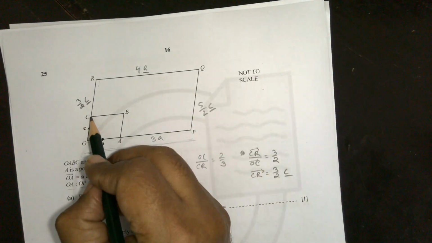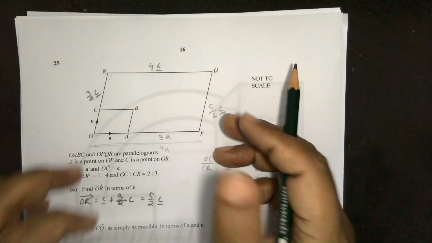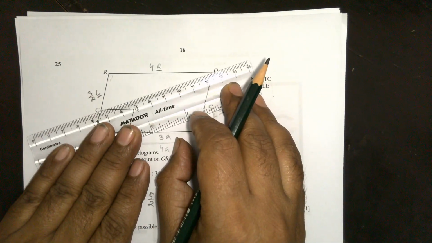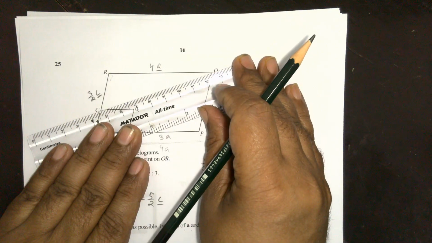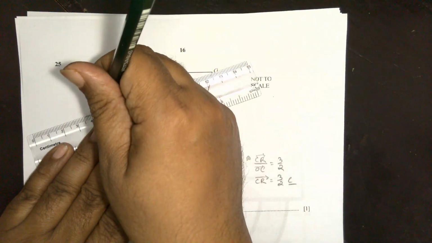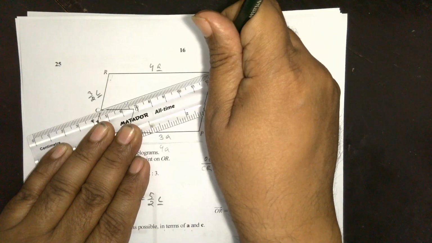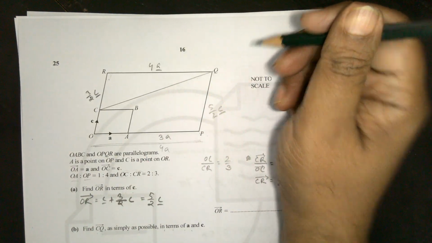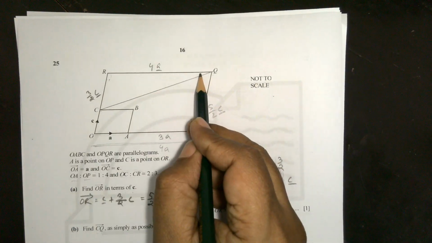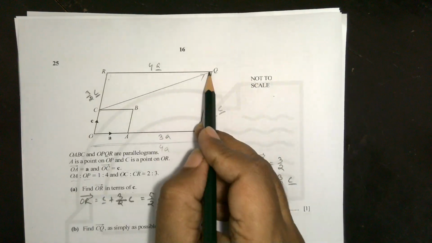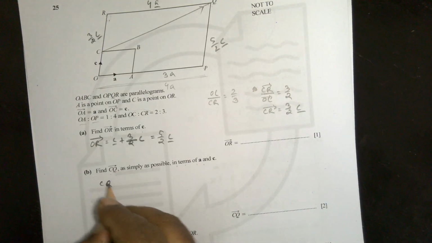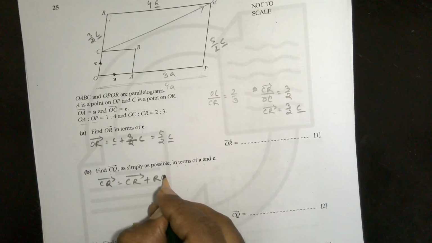Where is C? C is here, Q is here. What is CQ? CQ. This looks tricky. No. All information is given, within our grasp. From C to Q, you can go from C to R, then R to Q, right? Yes. So CQ is actually C to R, then from R to Q.